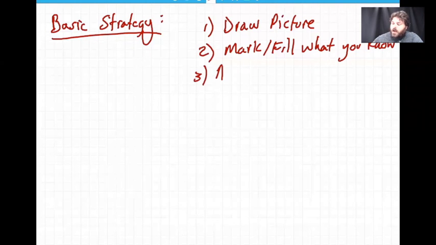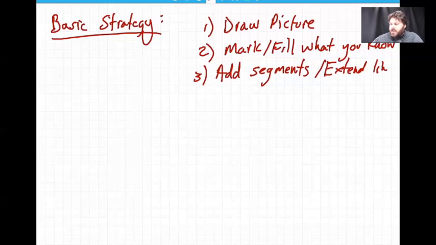Then, of course, you're always allowed to add stuff. You can add line segments, you can extend lines, you can drop altitudes from a triangle to that picture to help. Basically anything that's going to help you really see what's important on the picture.